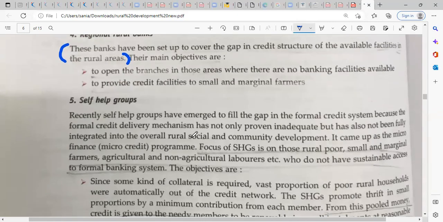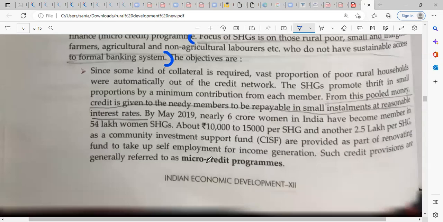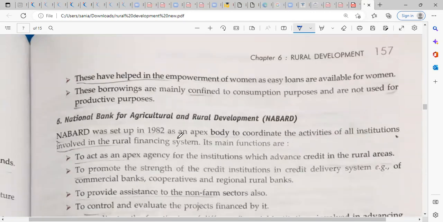Then self-help group. So what you will write? Focus of self-help group is on those rural poor, small and marginal farmers, agriculture and non-agricultural labor, etc., who do not have sustainable access to the formal banking system. Okay, so you will write. Yeah, till here. Then the next one is very, very important.